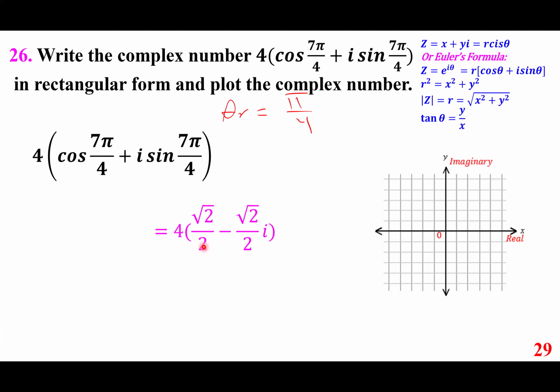And when you apply the 4, that goes away and it becomes 2 square root of 2 minus 2 square root of 2 i. Okay, so 7 pi over 4, this much. And the line goes this way. Theta is 7 pi over 4. And that's the point. That means if you look at this one, 2 times square root of 2 is about 1.4. So 2 times that is about 2.8. So 2.8 to the right, 2.8 down, just to give you an idea how you locate that.